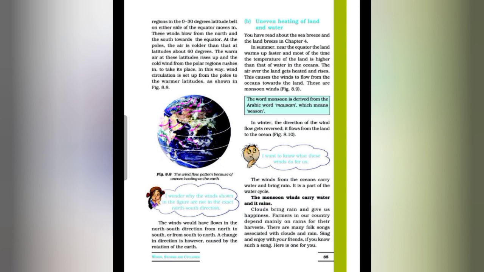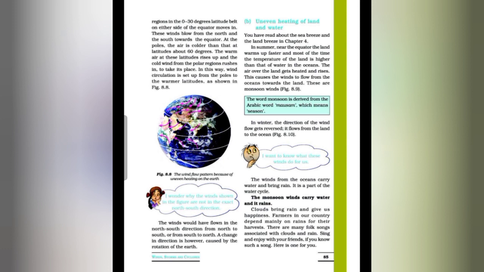At the poles, the air is colder than at latitude about 60 degrees. The warm air at these latitudes rises up and the cold wind from the polar region rushes in to take its place. In this way, wind circulation is set up from the poles to the warmer latitude as shown in figure 8.8. This is showing this condition by the arrow.